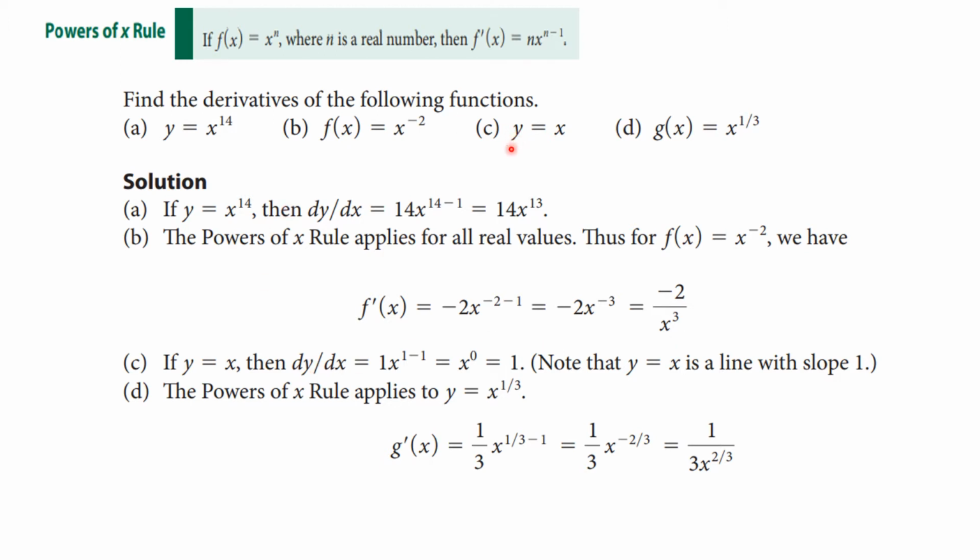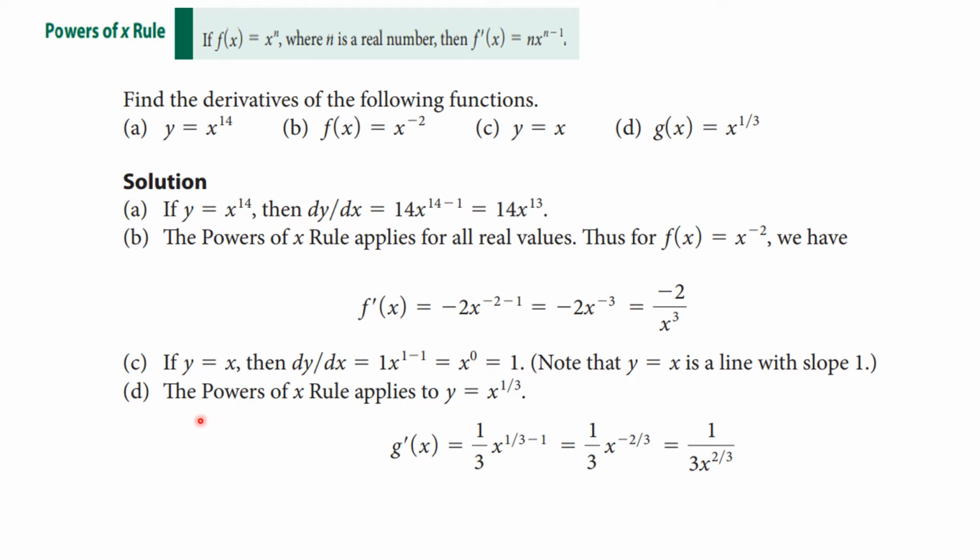And then the third example, y is equal to x. Here you have to understand that x has power 1. To find the derivative, you bring the power 1 in front, then write x to the power 1 minus 1. So we get x to the power 0, and you know that if any variable has power 0, it is actually 1.